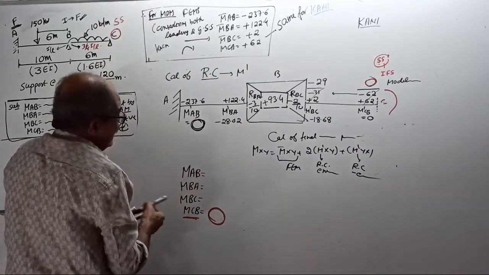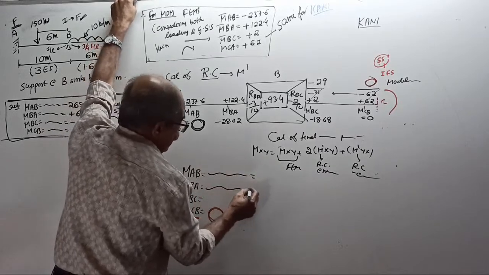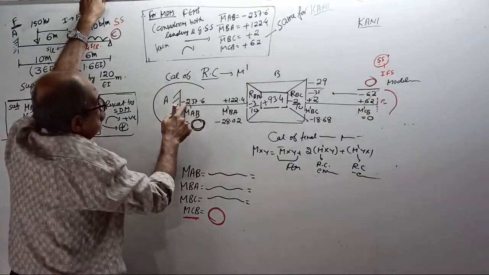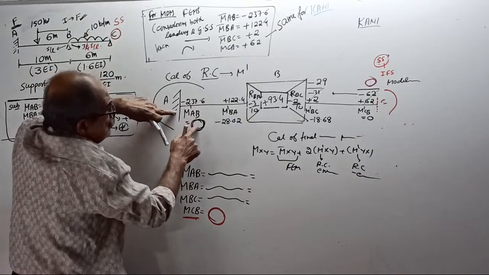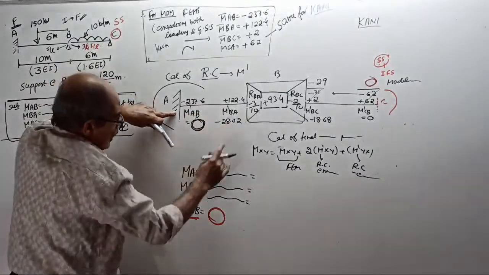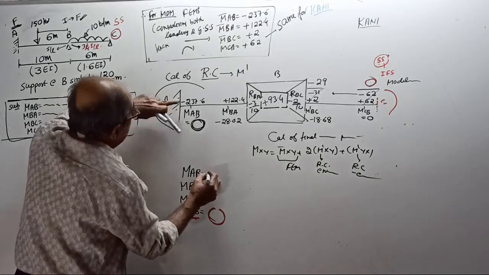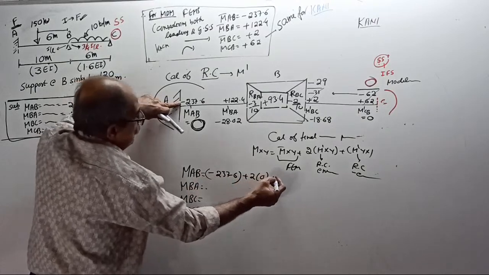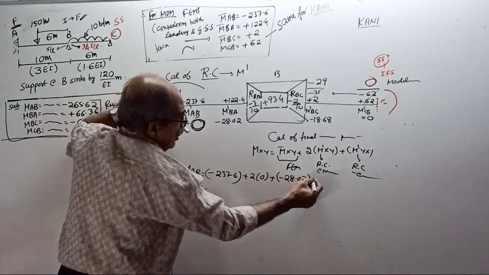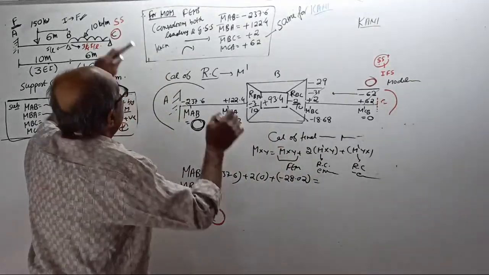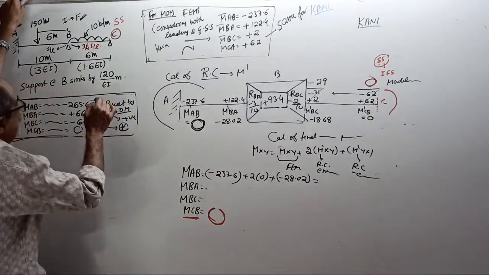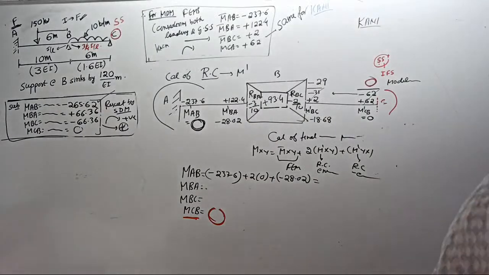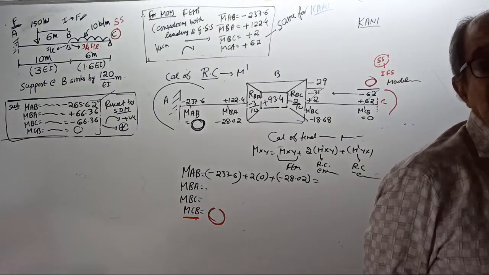Over. Remaining value you calculate. Tell the answer. MAB you calculate. Minus 237.6 plus 2 times 0 plus minus 28.02. Tell the answer. Let me see if any different answer comes from SD method. Let it come if enough courage is there. Answer, I am telling. Let me see which beam has got courage to give different answer.